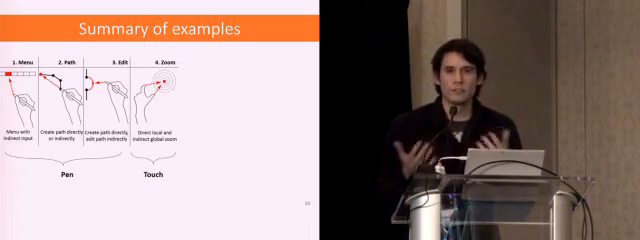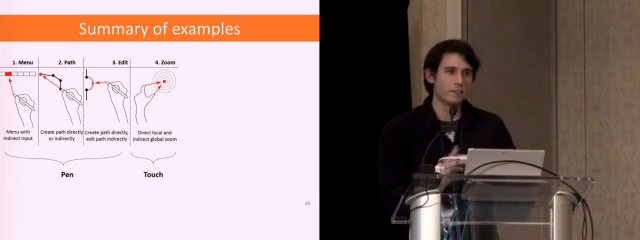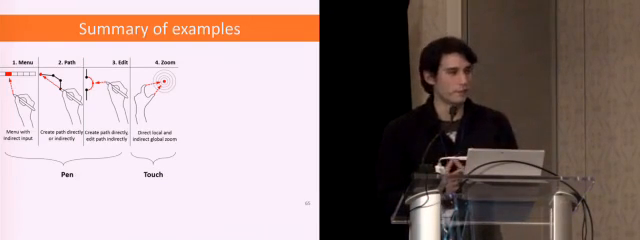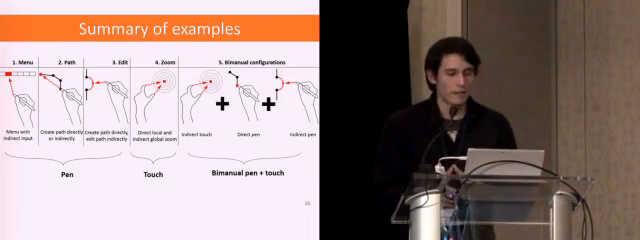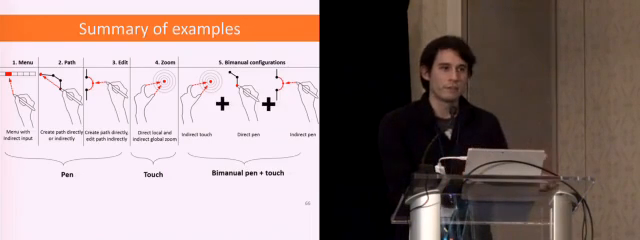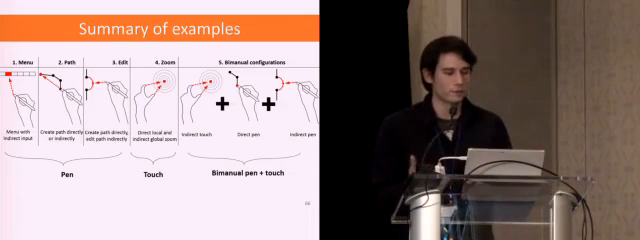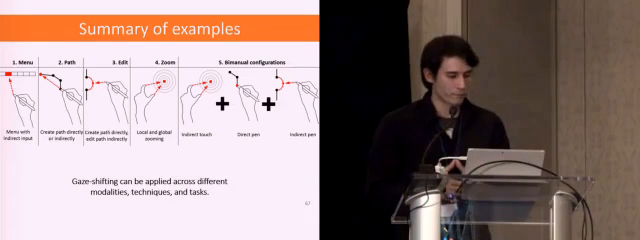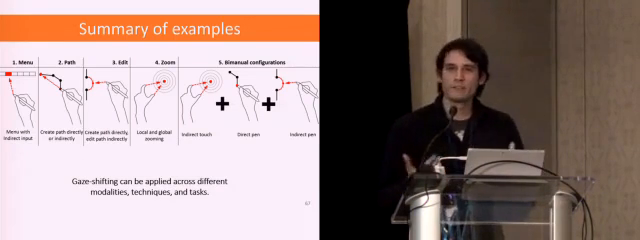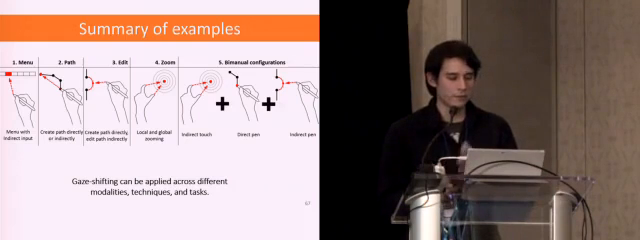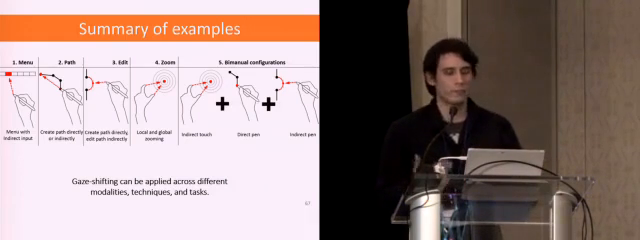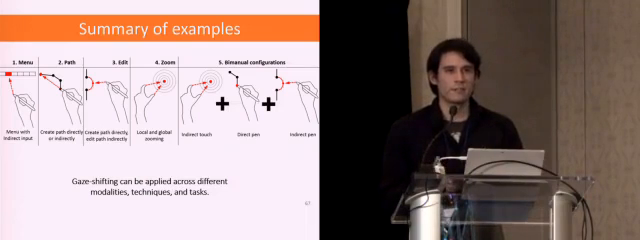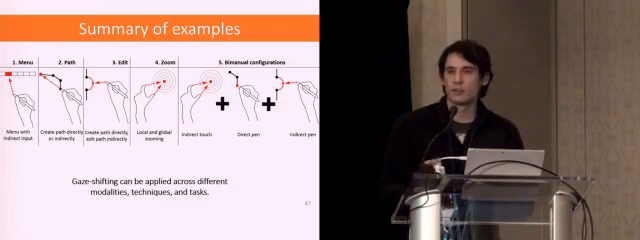Then we focused on multi-touch, and we thought that you can interleave the local and global zooming operations into this direct and indirect mapping. And at last, we combined all these examples and had these 3 different configurations of bimanual pen and touch input. What we wanted to show in general is that gaze shifting is something that can be applied across different modalities, whether pen, touch, or the combination, but also different kinds of techniques, because in each example we had a specific implementation of the interaction technique. And each example also had a different interaction context and task.